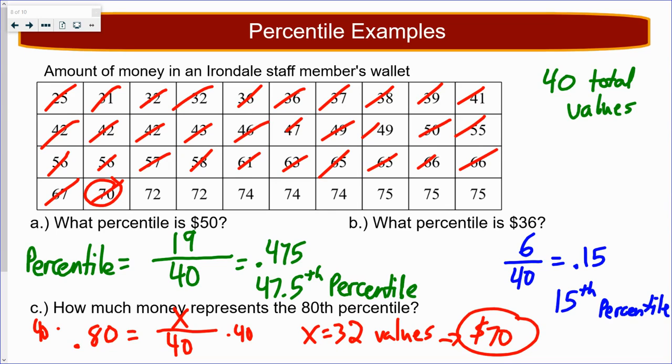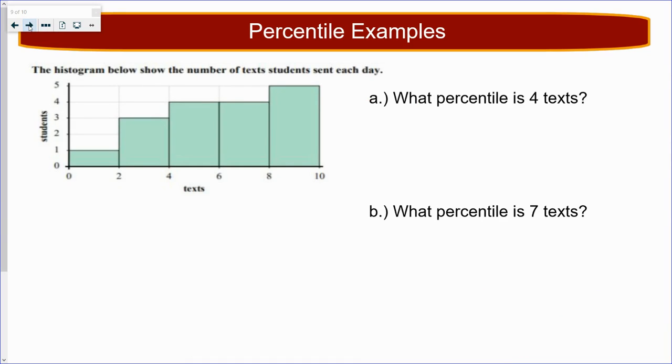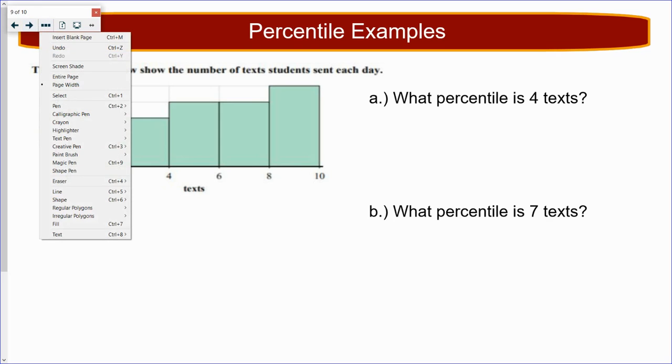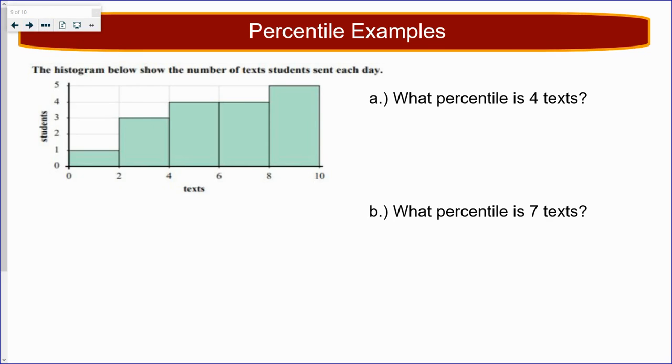So that is how we calculate percentile or find percentile values if we're given the raw numbers. But what if we're given a histogram? This histogram gives our information in a slightly different way than the raw data set. This specific example says the histogram below shows the number of texts students sent each day. Well, this has got to be from 15 years ago then, or it was sampling a really weird group of students.